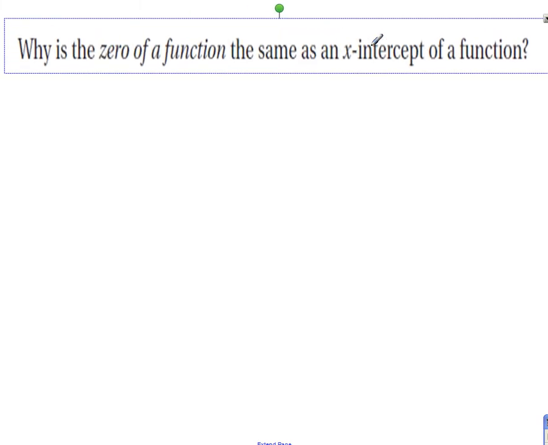All right. So, a couple quick writing things. Why is the 0 of a function the same as the x-intercept? Write it down in your notebook. Write down why it's the same thing.